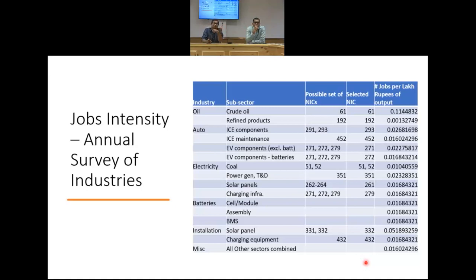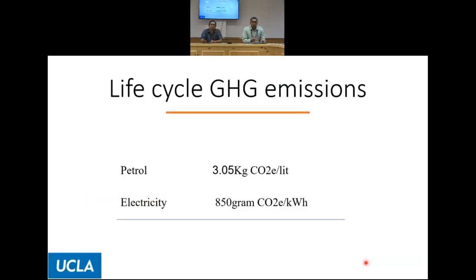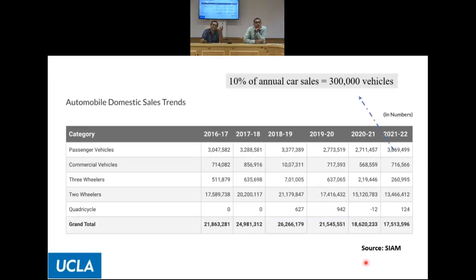Okay, last bit of information, jobs intensity. I look at the annual survey of industries. I look at these sectors: crude oil, refined products, ICE components, ICE maintenance, EV components, coal, pet oil. I look at Atmanirbhar solar panels. What if we charge our cars with solar panels made in India, and what if we charge them with coal, and then batteries. I use those numbers. From that, for every rupee of car component, I get these jobs numbers. And this is my assumption on greenhouse gases, and then on sales.